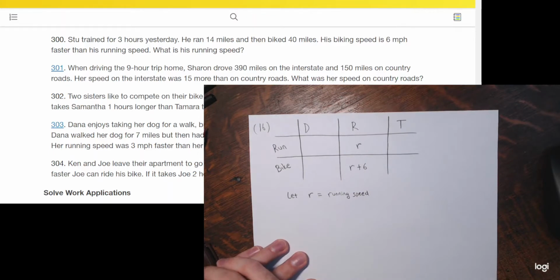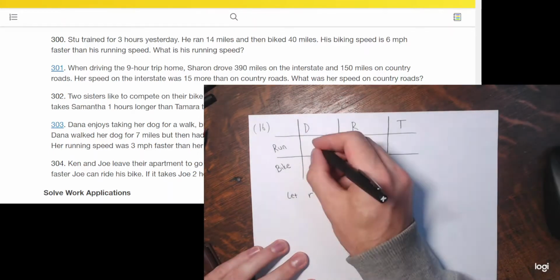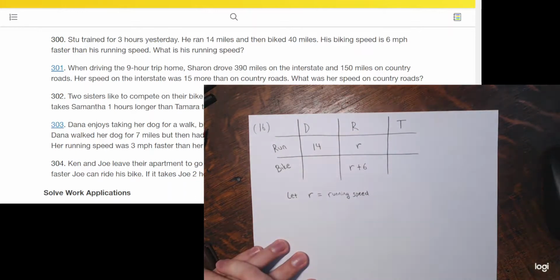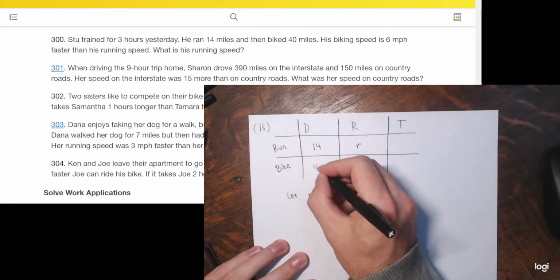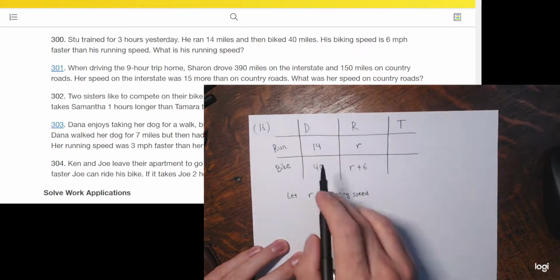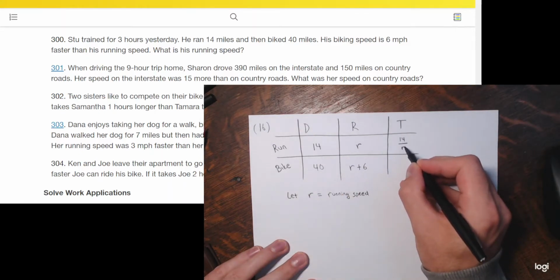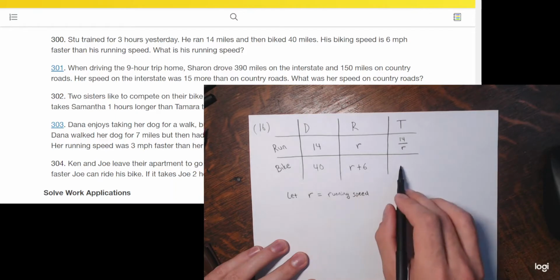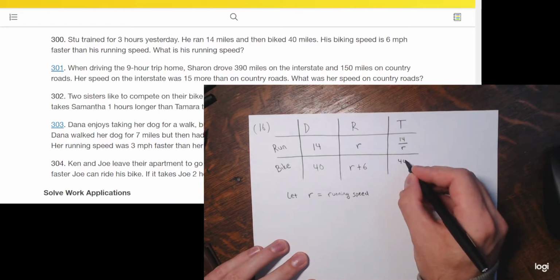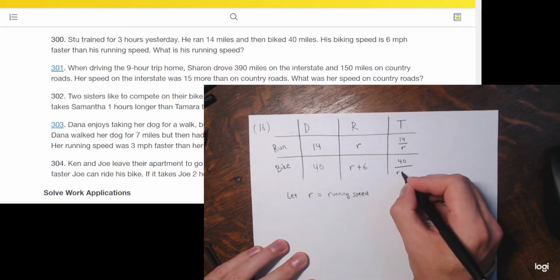14 miles he ran, biked 40 miles, right? So 40 miles for distance on the bike. The time spent running would then be 14 divided by r. The time spent biking would then be 40 divided by r plus 6.